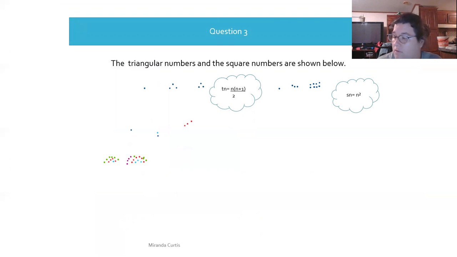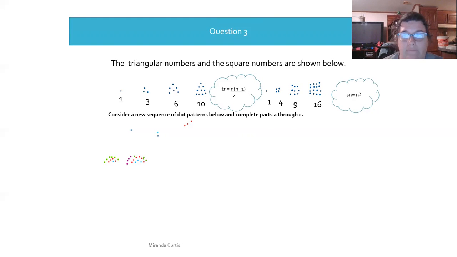This problem 3 says the triangular numbers and the square numbers are shown below. So triangular numbers, what it is, you have 1 and you have a dot. You have 3, you have a dot. They're in a triangle. I know my triangles are a little wonky. 6, we had dots right here. They're all triangular, and 10 was the same. You had to go up, side, and middle. Its equation was Tn equals n times n plus 1 over 2.